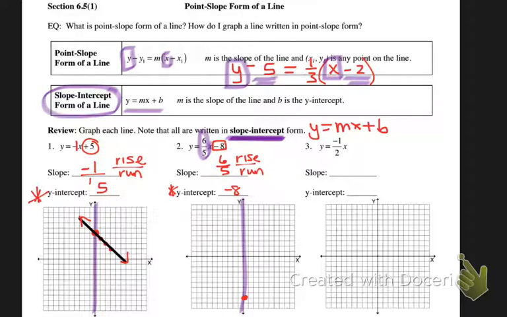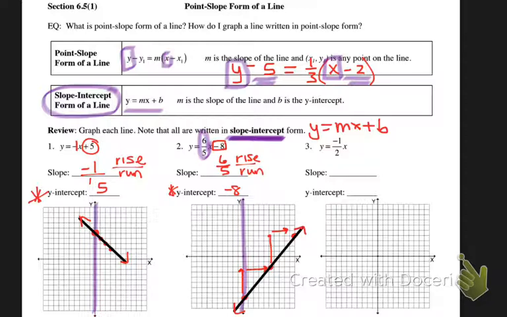So we go up 6, 1, 2, 3, 4, 5, 6, over 1, 2, 3, 4, 5. So that was up 6 over 5. And then we want to do that again. 1, 2, 3, 4, 5, 6. 1, 2, 3, 4, 5. Takes us right on the edge. So there's rise 6, run 5. And then you can connect the points, put your arrows on the ends, and there's your line.